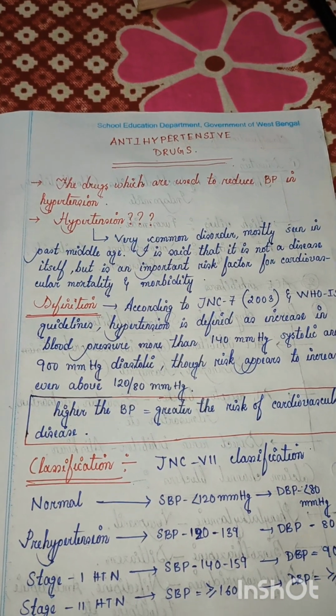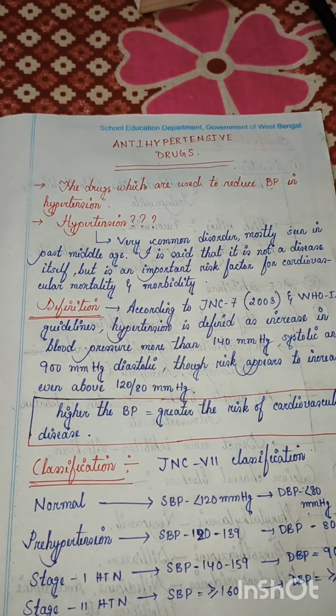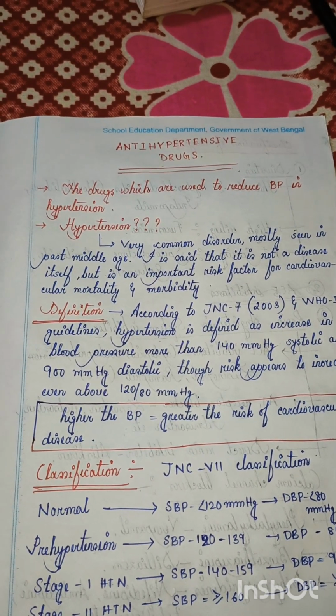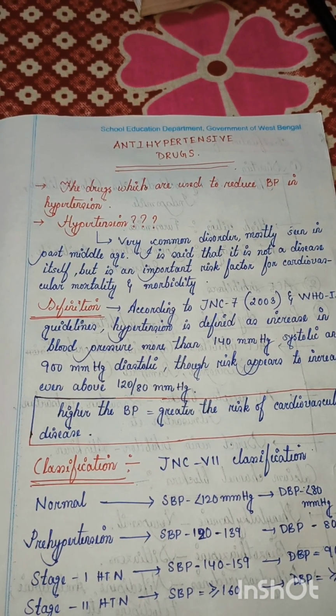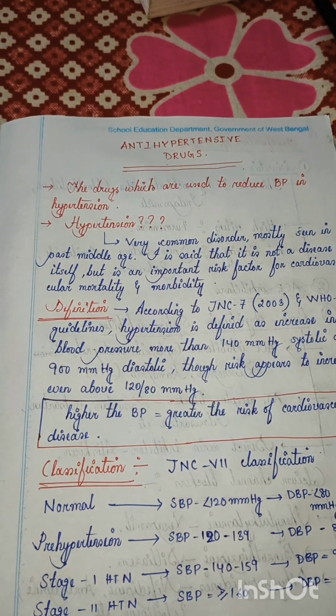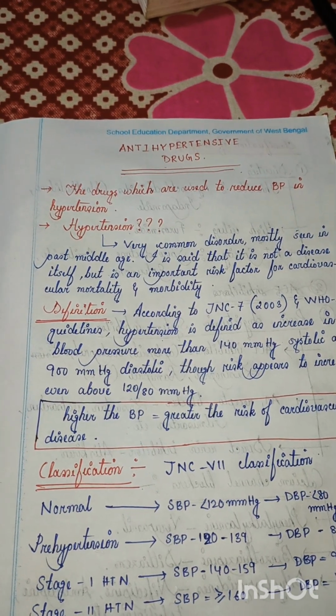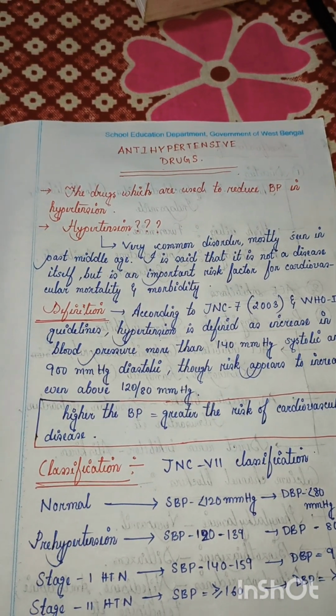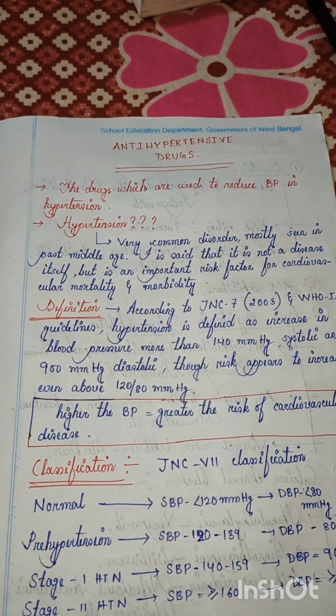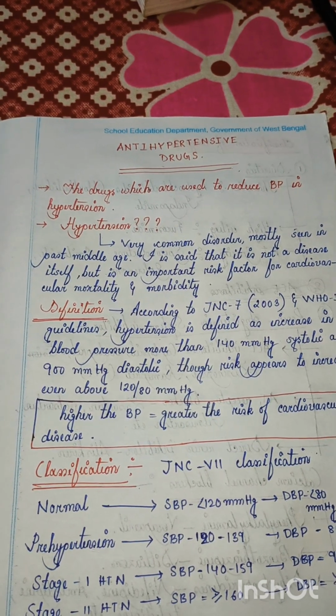Now why does the blood pressure need to be reduced? Because when the patient has higher systolic or diastolic blood pressure, it may lead to various cardiovascular diseases. So to prevent that, we need to maintain or reduce our blood pressure.